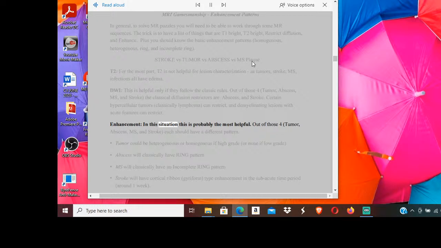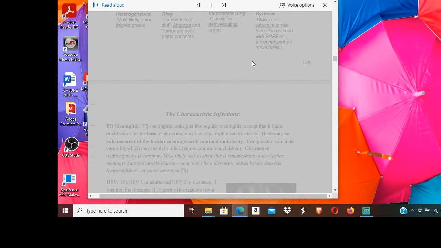Enhancement. In this situation, this is probably the most helpful. Out of those four, tumor, abscess, MS, and stroke, each should have a different pattern. Tumor could be heterogeneous or homogeneous if high grade, or none if low grade. Abscess will classically have ring pattern. MS will classically have an incomplete ring pattern. Stroke will have cortical ribbon, gyriform type enhancement in the subacute time period, around 1 week.